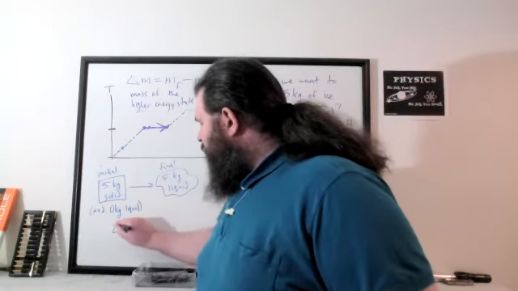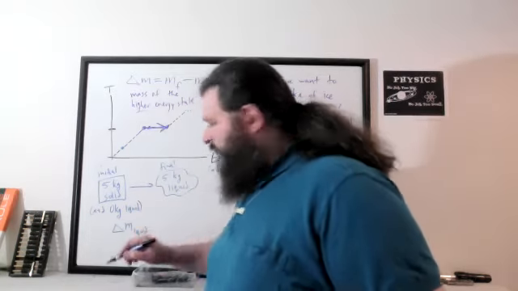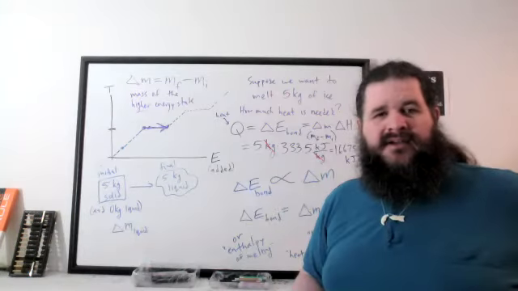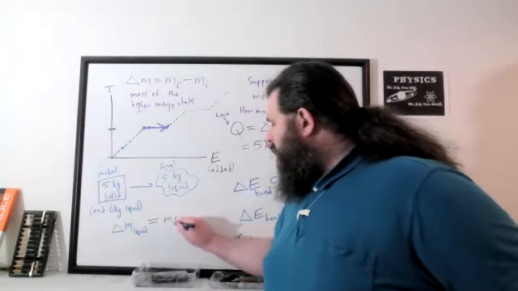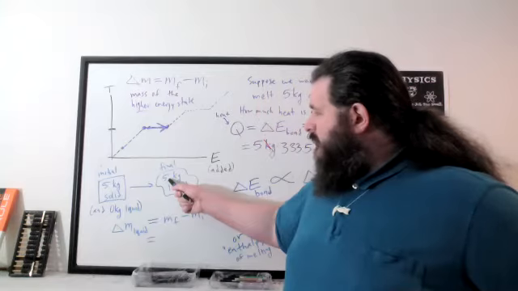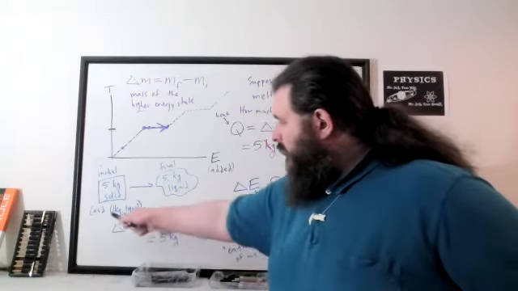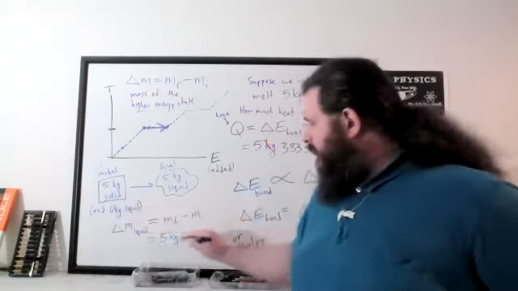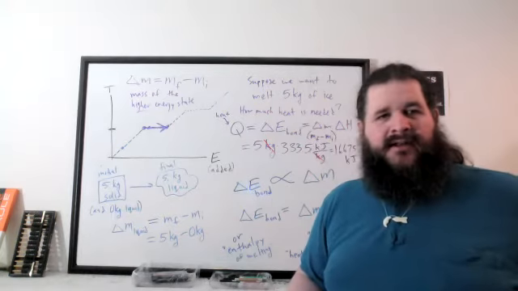So when we're calculating delta mass of the liquid, specifically using liquid because liquid is the higher energy state here, final minus initial is going to be, we ended with 5 kilograms of liquid, so final is 5 kilograms. We started with 0 kilograms of liquid. So 5 kilograms minus 0 kilograms.